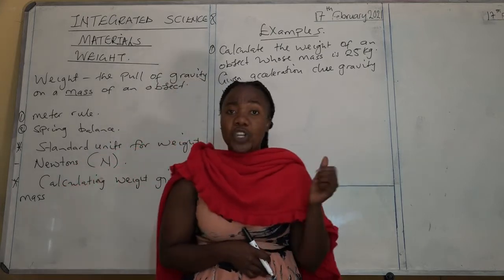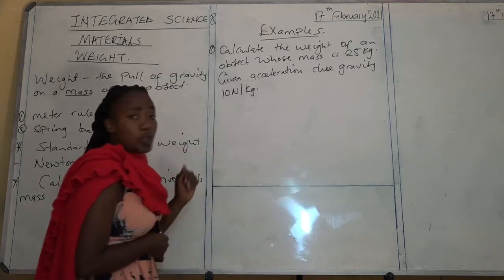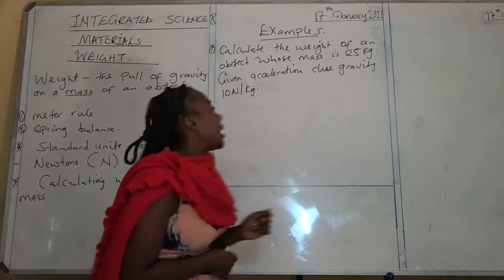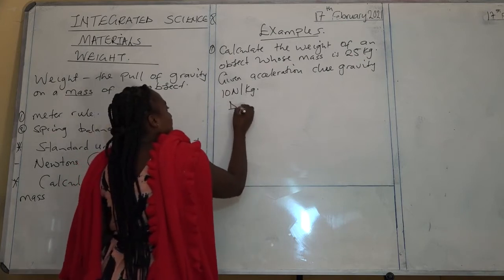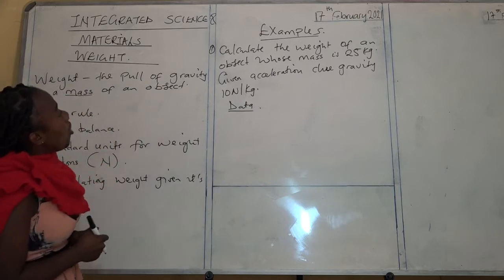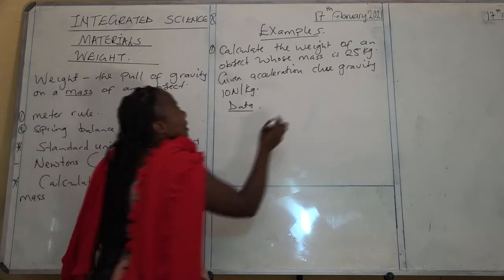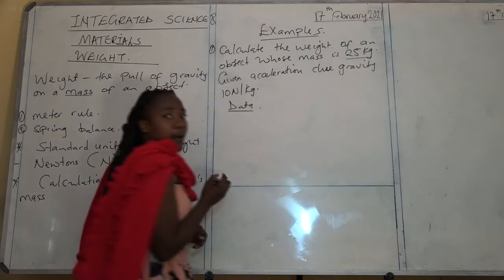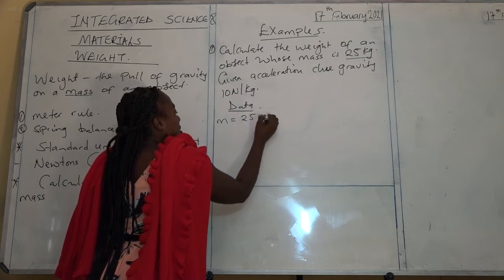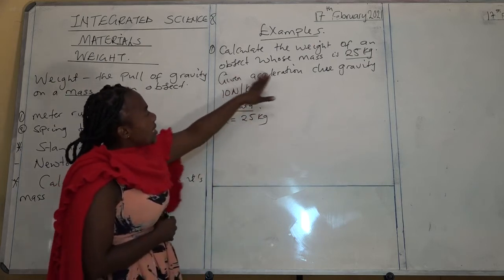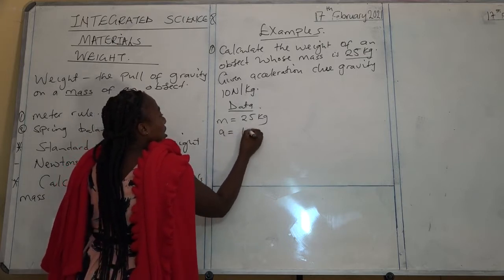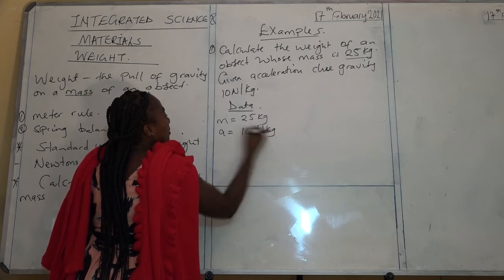What you do is you collect the data. Write data down here. Calculate the weight of an object whose mass is what? What's the mass we have been given? 25 kg. Mass M is equal to 25 kg. Given acceleration due to gravity is equal to 10 newtons per kg.